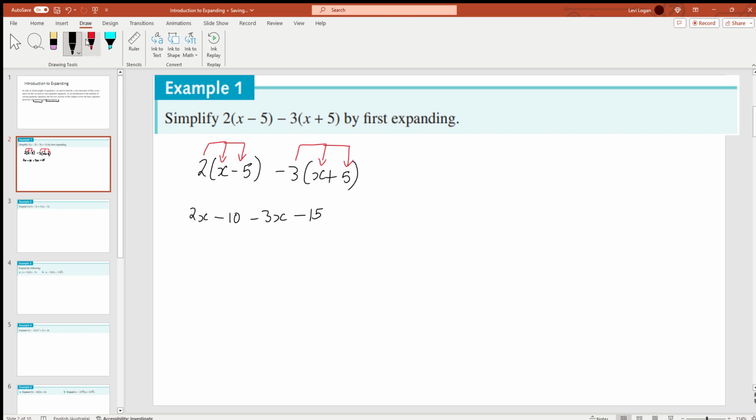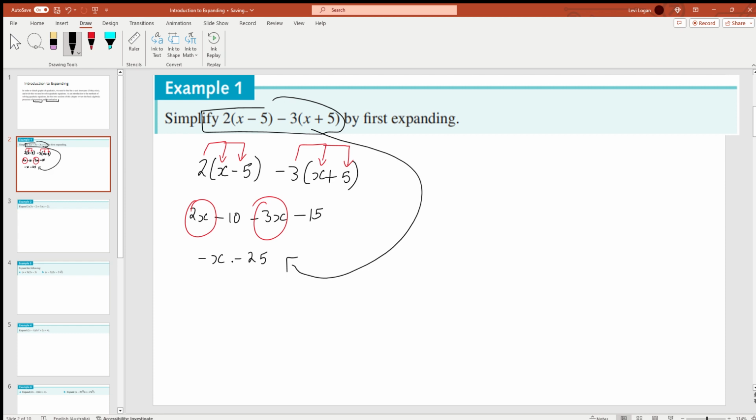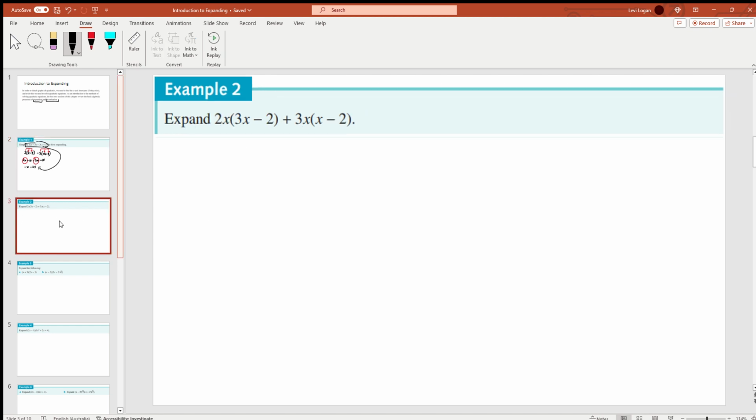And then we've got to look for like terms. So straight away I can see this and this are like terms, so I can add them together, and I'll get minus x. And I can also see the numbers can be added together. So minus 10 minus 15 is minus 25. So all we've done is simplify this expression by expanding, and that is that. Now notice this isn't really an equation because there's no equal sign, but we've simplified it. Let's move on to the next example.